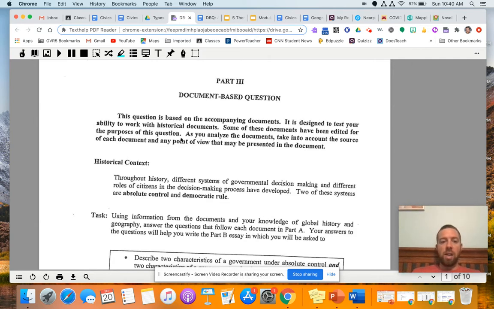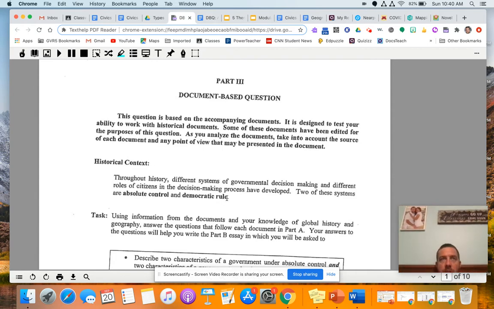It is designed to test your ability to work with historical documents. Some of these documents have been edited for the purposes of this question. As you analyze the documents, take into account the source of each document and any point of view that may be presented in the document. Historical context: throughout history, different systems of government, decision-making, and different roles of citizens in the decision-making process have developed. Two of these systems are absolute control and democratic control.